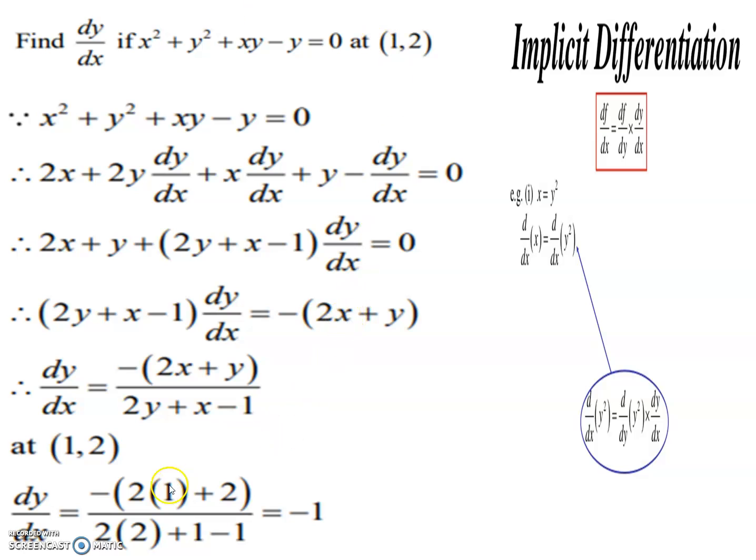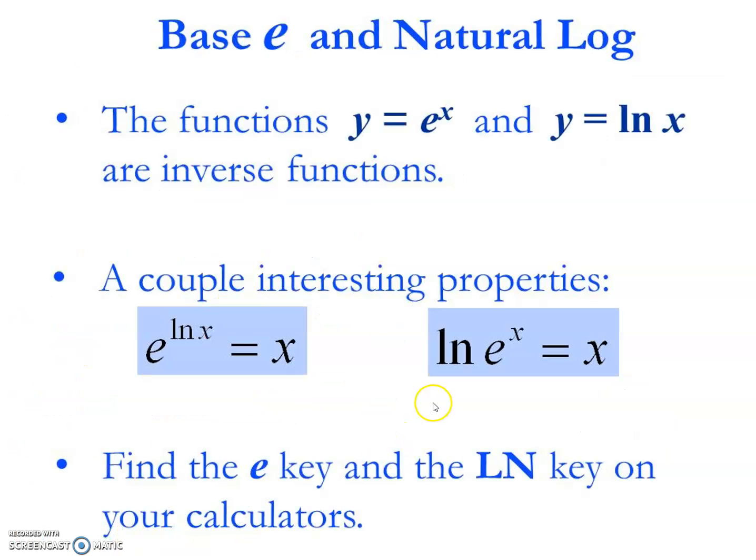Now we have to take the minus 2 into 1 is 2, 2 plus 1 is 2, 4, 2 into 2, 4, plus 1 minus 1 get cancelled. So we derive the 4, 4 get cancelled. Final answer is minus 1 after substituting the value of x and y, and dy by dx remain as the same. Now base e and natural log we have to introduce here.